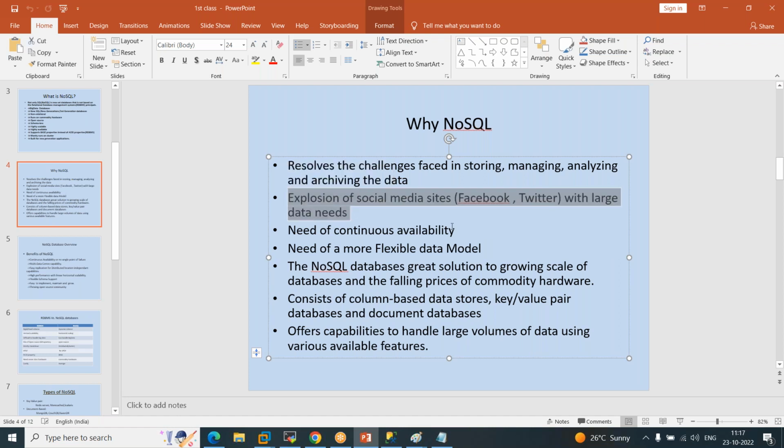Explosion of social media sites like Facebook, Twitter with large data nodes. If you talk about these social media platforms, they never go down because of this architecture only. And they accept any data in any format because of this architecture only, right? So you will never see your profile getting locked. If it is RDBMS, there is a locking mechanism, right? If one is reading, the other one cannot write. But here you read, you write, and there is no locking mechanism that happens to your profile on the social platforms.